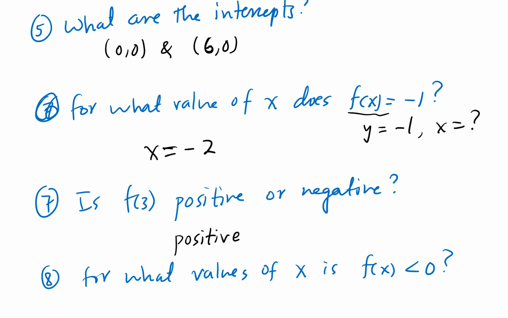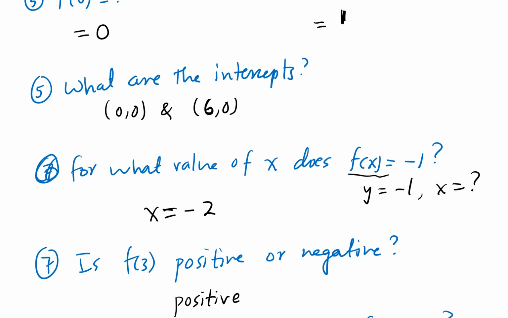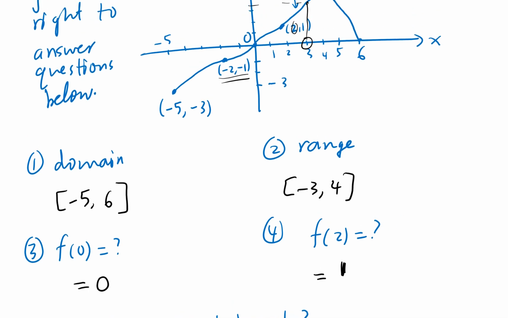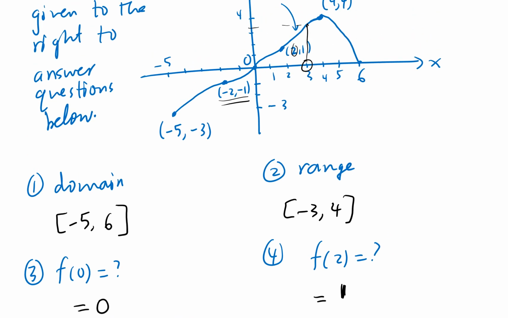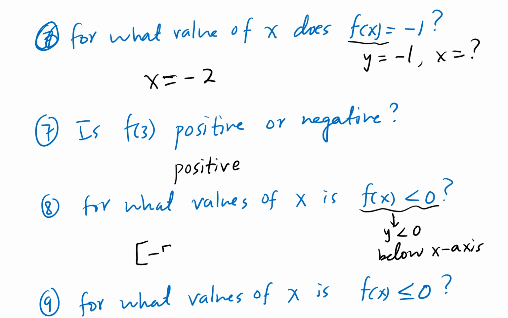For what values of x is f of x less than 0? F of x less than 0 means y less than 0. Y less than 0 means below the x-axis. When is the graph below the x-axis? Let's see. When x is going from -5 all the way to a little bit before 0. So it's exactly -5, that's why we put a bracket, and then 0 with a parenthesis, which means right before 0.